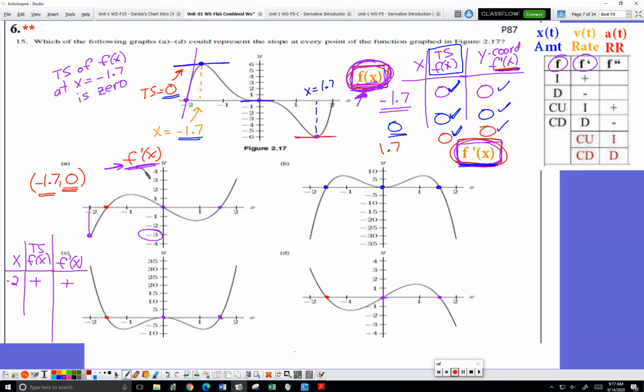Question. Awesome. Look here. This one also does not work at all. That's a very negative y-coordinate, like maybe negative 35. But I need a positive y-coordinate to match this positive slope.